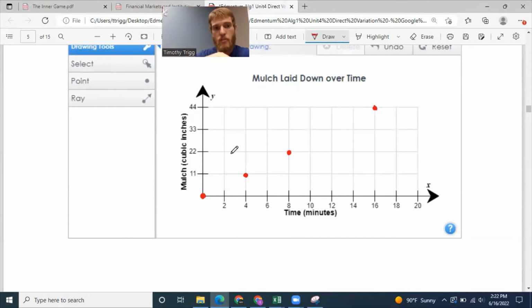And notice the points, they still all line up, right? That's key. All your points should line up. And in 12 minutes, he's likely to be able to do 33. So there's your 5 points.